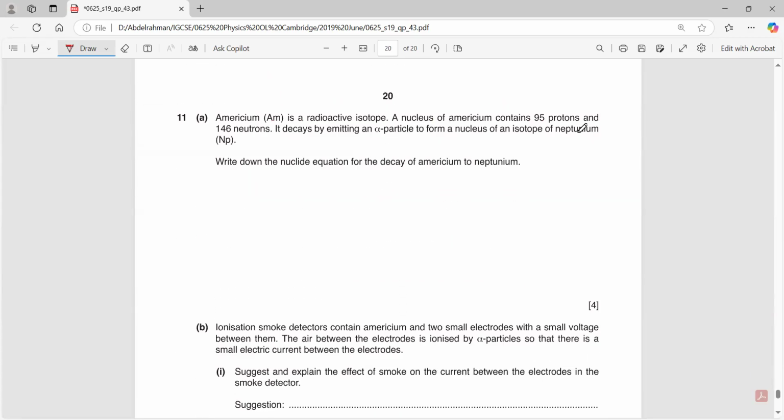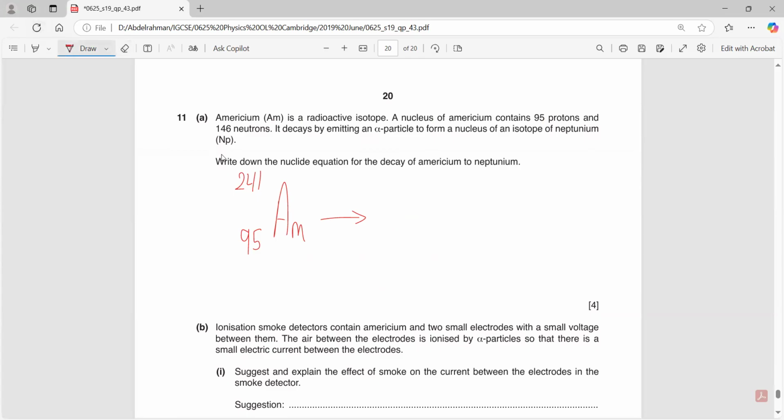Americium is a radioactive isotope. A nucleus contains 95 protons and 146 neutrons. It decays by emitting an alpha particle. Write down the nuclide equation. Okay, so americium, Am, has 95 protons and 146 neutrons. So what is the total nucleon number? 241. It decays by producing neptunium.